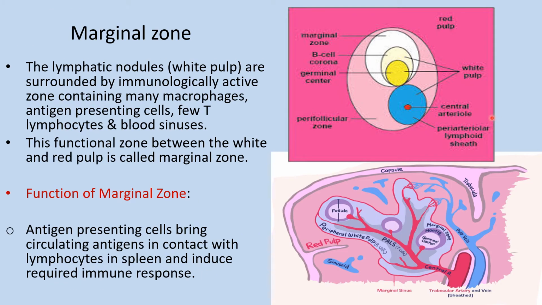Then comes the marginal zone. The marginal zone can be described as lying between the red pulp and the white pulp. The lymphatic nodule, or the white pulp, is surrounded by an immunologically active zone containing many macrophages, antigen presenting cells, few T lymphocytes, and blood sinuses. This functional zone between the white pulp and the red pulp is called the marginal zone, and its function is that the antigen presenting cells bring circulating antigens in contact with the lymphocytes in the spleen and induce the required immune response.